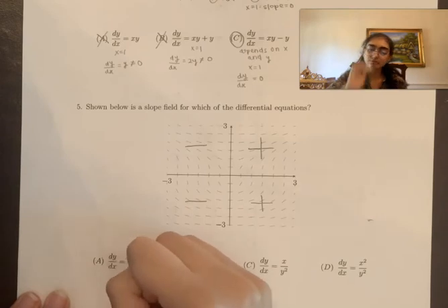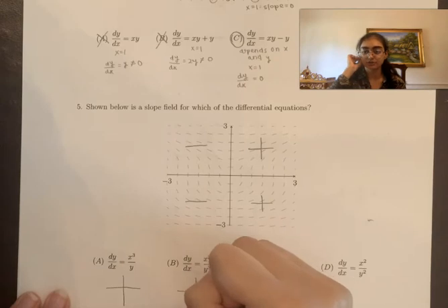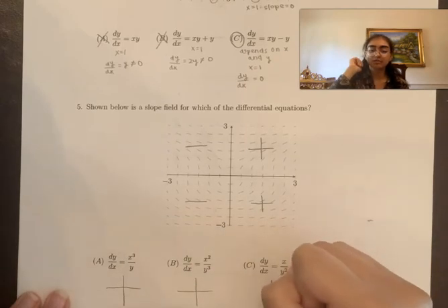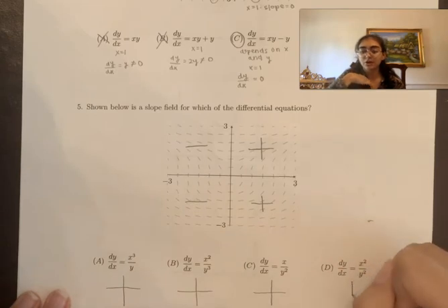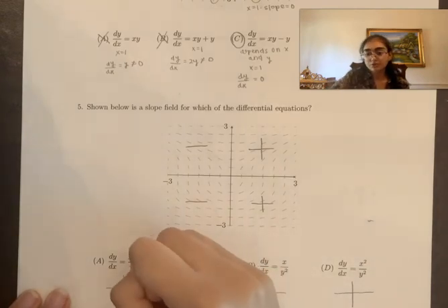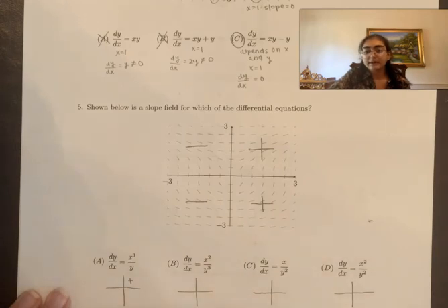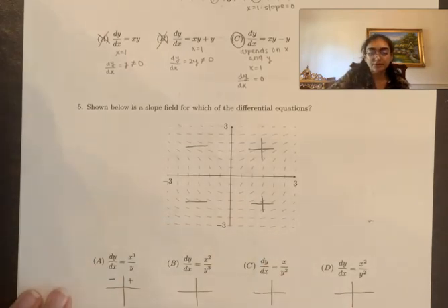Now we're going to look at our 4 options, and decide whether each of these quadrants is positive or negative based on the differential equation. Whichever option matches our graph is going to be our correct answer. I like to pick a random point in each quadrant, like (1, 1), (-1, 1), (-1, -1), and (1, -1), and just see where things are positive and where things are negative.